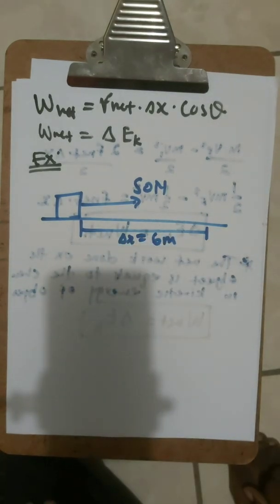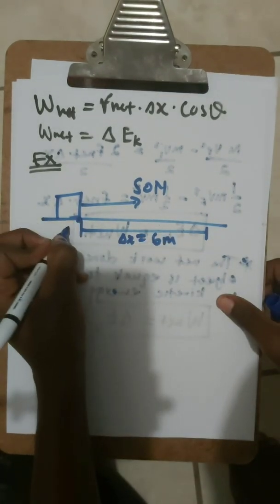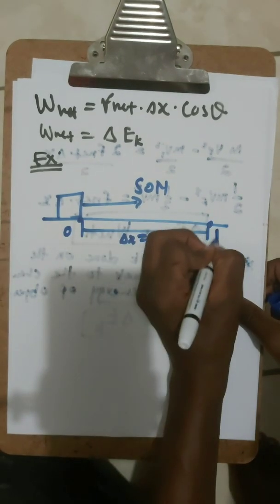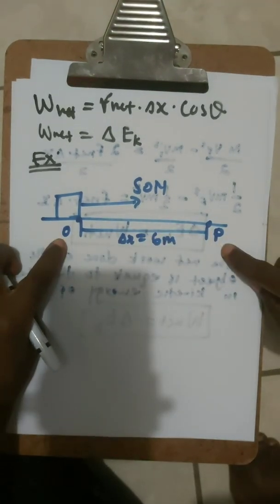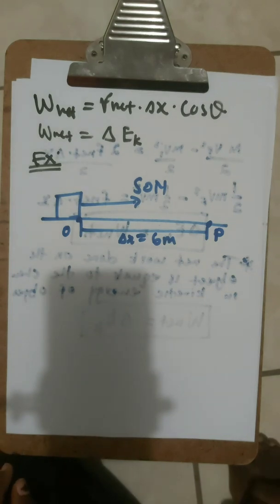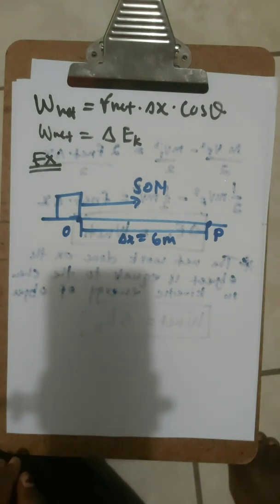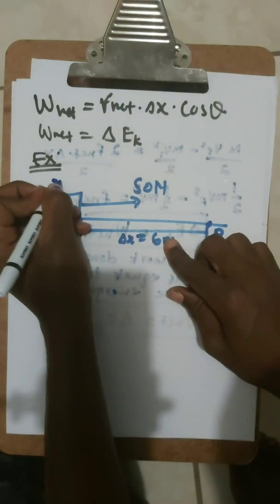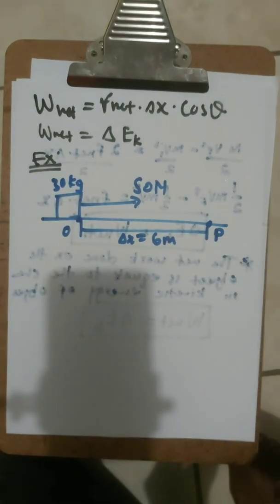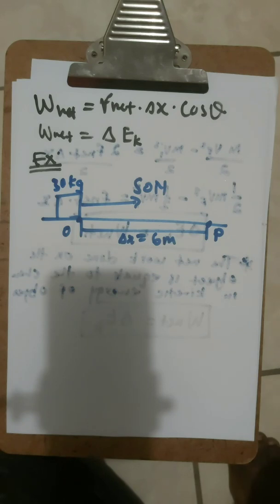It is pulled for 6 meters from point O up until point P. We have point O up until point P. It is pulled like this. And then now what they give you is that a worker pulls a crate, and this is, let's say, 30 kg. He pulls this thing on the floor at a constant force.